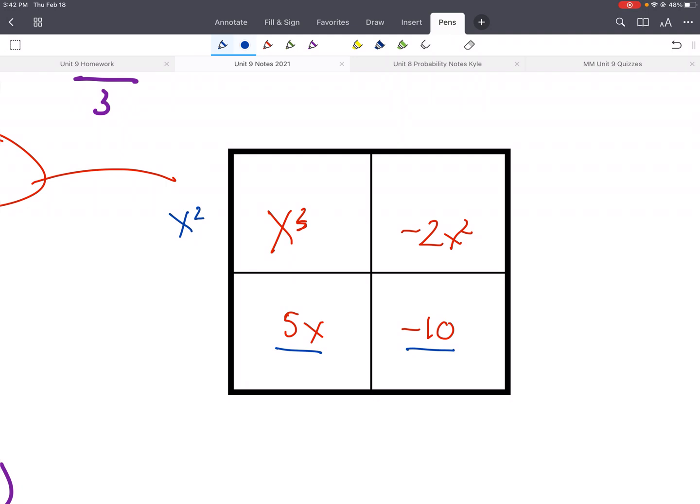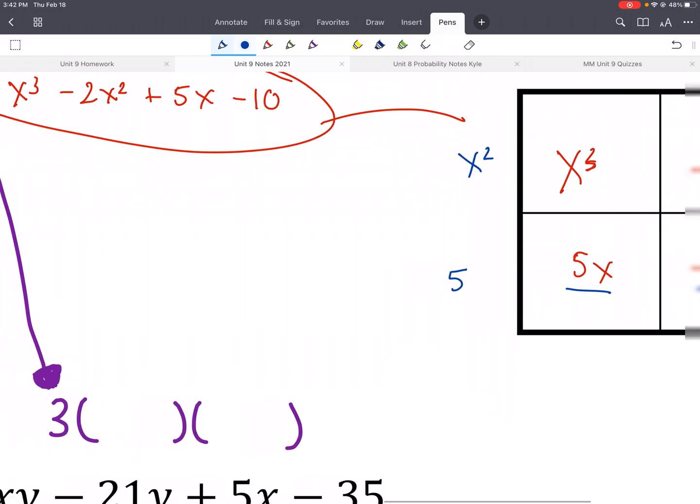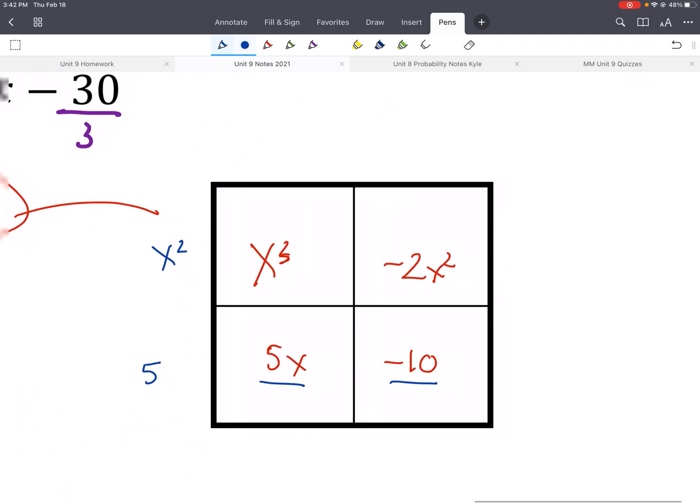So for the numbers, we can take out a 5. We can divide all of those by 5. And then for the x's, we can't take out any x's because there's no x's in the second term. Okay? All right, so that's one of our parentheses is going to be x squared plus 5. And then we need to look at the other.